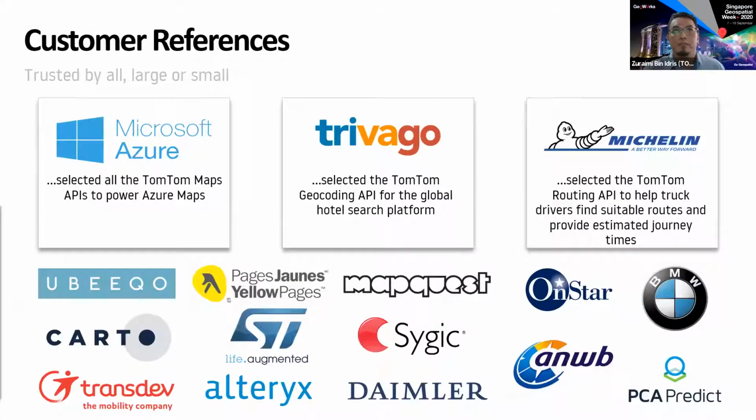Some of the customer references, trusted by all, large or small. Microsoft Azure selected TomTom Maps APIs to power Azure Maps. Trivago is using the TomTom geocoding API for its global hotel search platform. As for Michelin, they are using the routing API to help their truck drivers find suitable routes and provide estimated journey times.